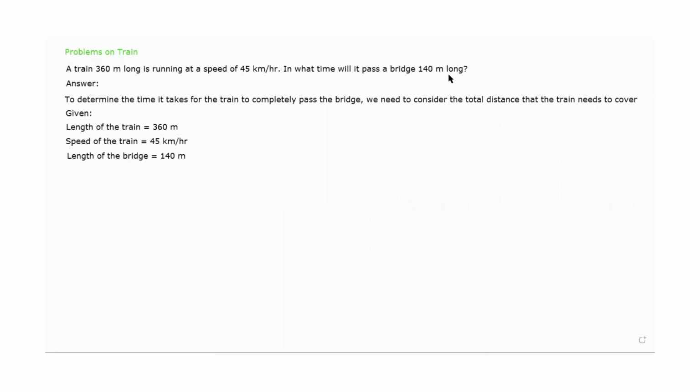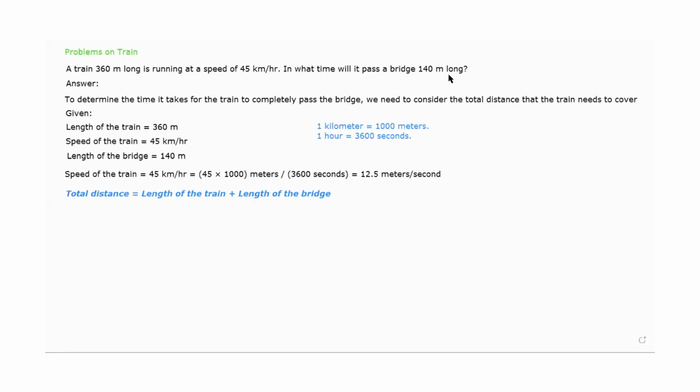First, let's convert the speed of the train from kilometers per hour to meters per second, as the length of the train and the bridge are both given in meters. 1 kilometer equals 1000 meters. 1 hour equals 3600 seconds. Converting the speed: speed of the train equals 45 kilometers per hour equals 45 times 1000 meters divided by 3600 seconds, equals 12.5 meters per second.